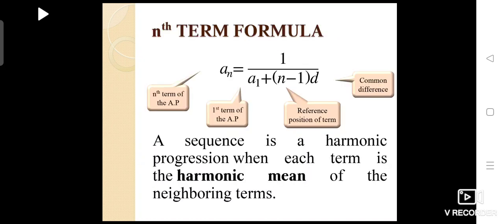For the nth term formula, we just take the reciprocal of the arithmetic nth term formula, and we shift into the harmonic nth term formula. We have four parts in this formula: the nth term, the first term, the number of terms or reference position, and the common difference. A sequence is a harmonic progression when each term is the harmonic mean of the neighboring terms.